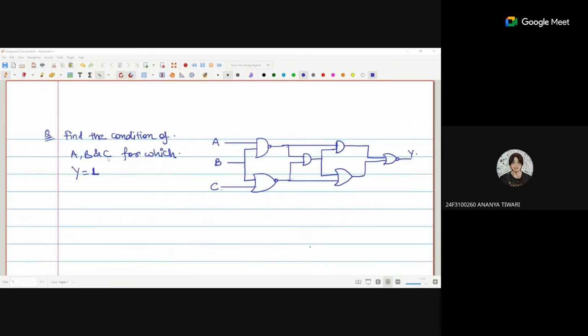Sir, A dot B. I am asking the condition of A, B, C, not the equation. A will be equal to B, and that will be equal to 1. Okay. So A is equal to B and that is equal to 1. And what about C? C is independent. You can take anything. Okay. So C may be 0 or 1.